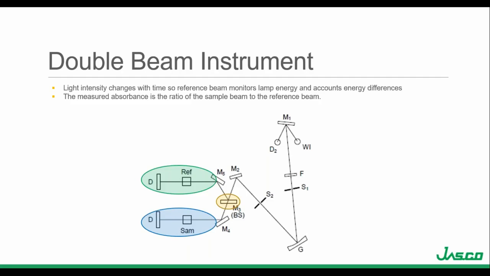Dual beam instruments differ from double beam instruments because the reference and sample beams are collected by two separate detectors in a dual beam instrument, rather than the same detector in the double beam instrument. All five V-700 series models offered by JASCO are double beam instruments.